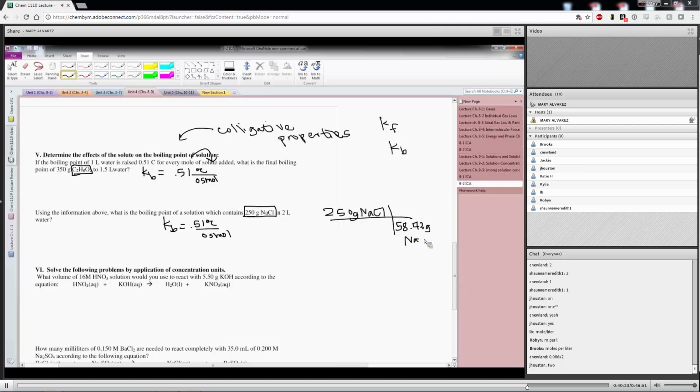Not that I ever expect you to memorize these, I just use them so often that I know what they are. And then it says 2 liters of solution. So if I do that, I've got moles per liter, which is molarity. And then what else do I need to do?